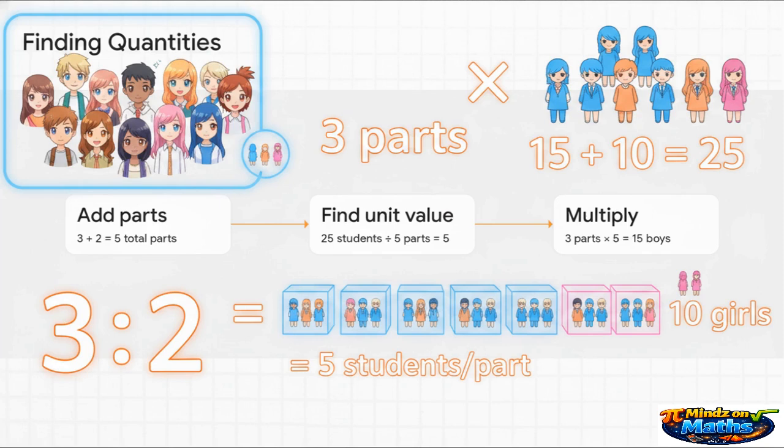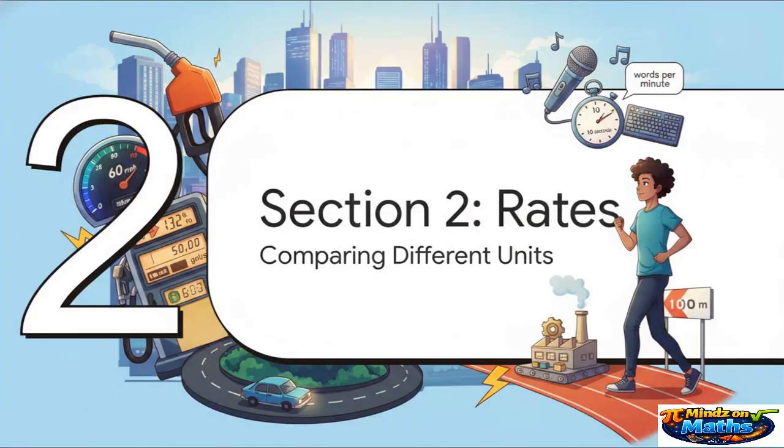The ratio told us the boys represent 3 of those parts. So 3 parts multiplied by 5 students per part gives us 15 boys. You can even double check your work here. The girls would be 2 parts times 5, which is 10. 15 plus 10 gets us right back perfectly to our 25 students. Boom.